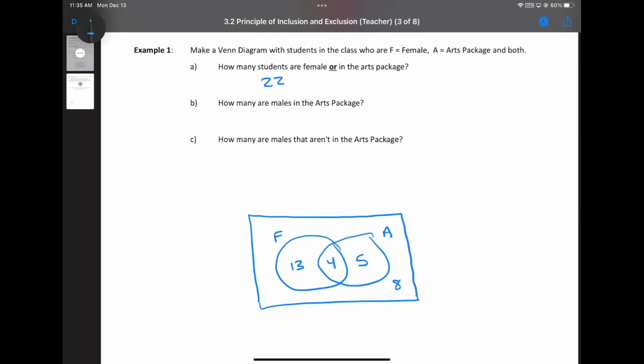How many are males in the arts package? Now, the question never asked anything about this. I should point out that in this particular class, I had no students who identified as anything other than the binary, male and female.